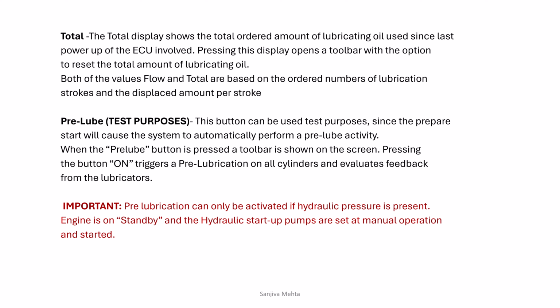So when the pre-lube button is pressed, a toolbar is shown on the screen. Pressing the button on triggers a pre-lubrication on all cylinders and evaluates feedback from the lubricator. So you can see all lubricators are working, just for test purposes. Okay. Pre-lubrication can only be activated if hydraulic pressure is present. Naturally, if hydraulic pumps are not running, motor driven, of course. The engine is not running, so the motor driven pump has to run. The engine is on standby, and the hydraulic startup pumps are set at manual operation and started. Then only. Otherwise, you cannot. Naturally.